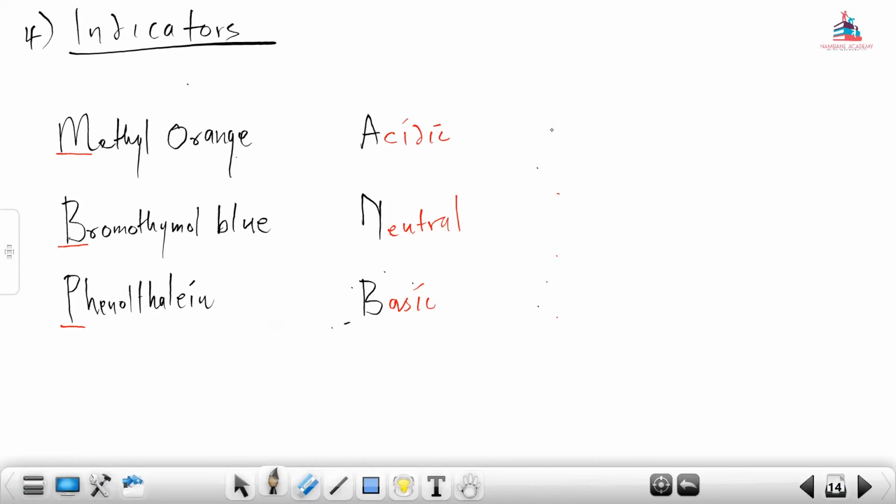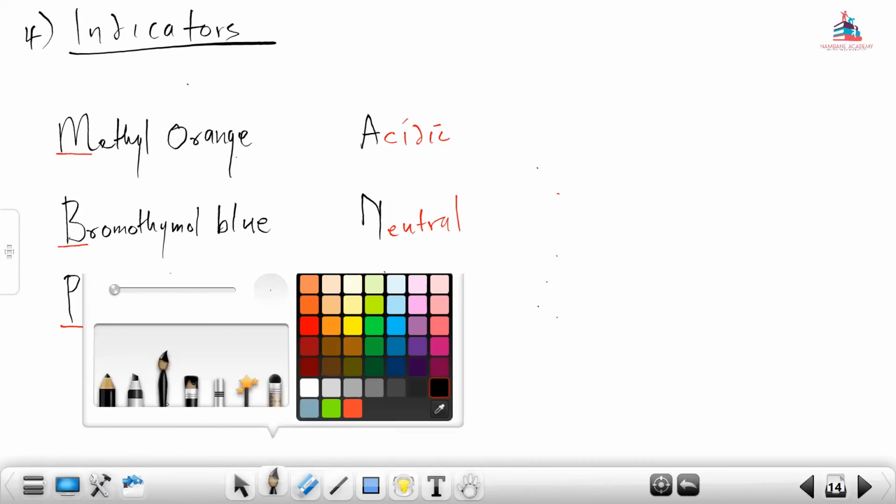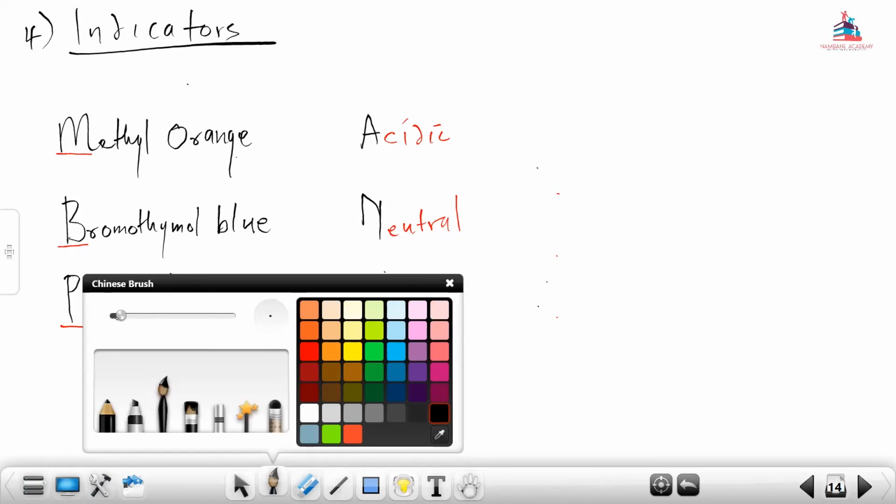My pen is flat. Let me quickly connect it to the charger. There we go.